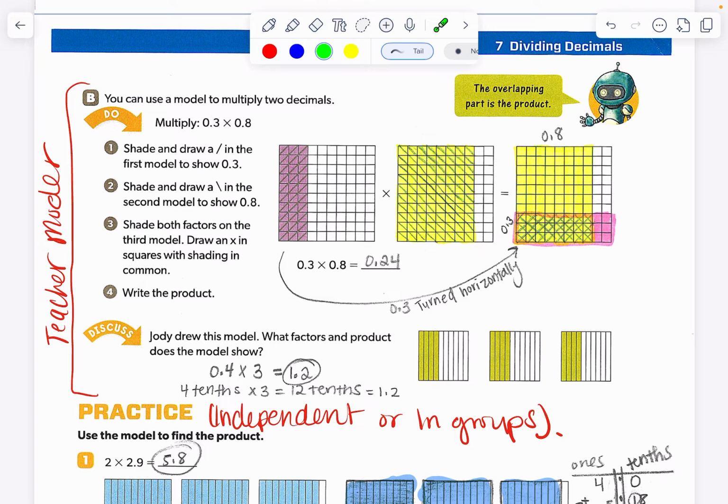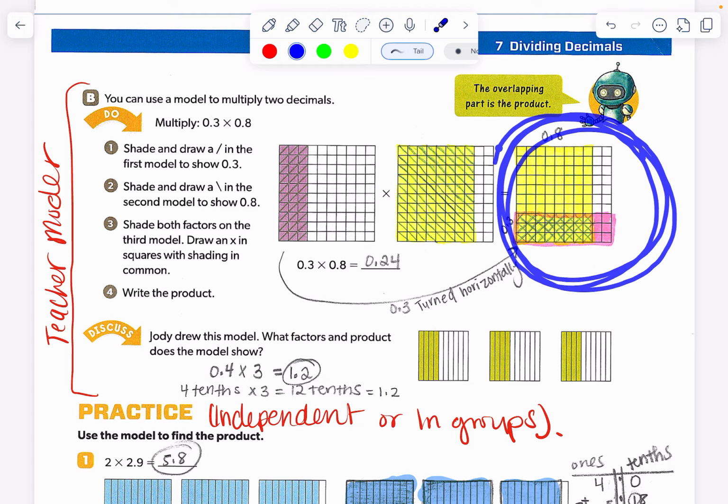So basically what we are going to do is, in one area model, we are going to model the 3 tenths. Same 3 tenths that are right here. And then in another model, we are going to model the 8 tenths in the opposite direction. So one was going horizontally, the other one is vertically. Now, how do we find an answer from having this model right here?